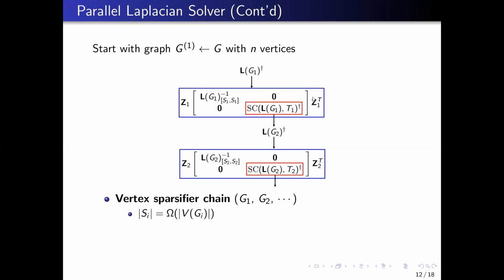For graph Gi, the size of Si is a constant factor of the number of vertices in Gi. So the number of vertices in G(i+1) reduces by a constant factor compared with Gi. So the recursion would have depth O(log n), which implies a polylogarithmic depth parallel Laplacian solver.